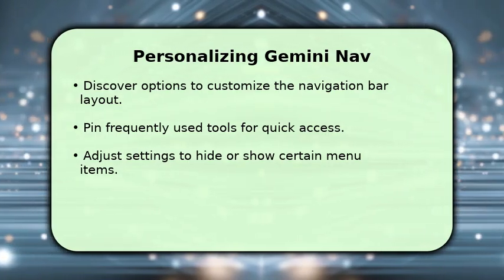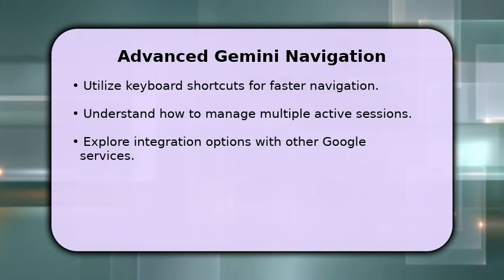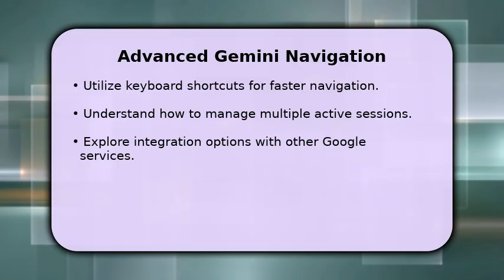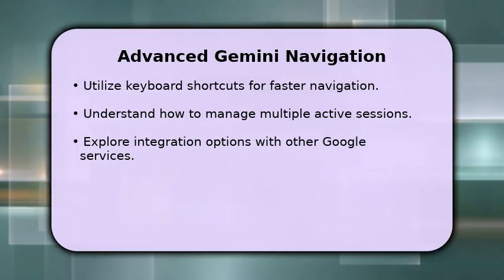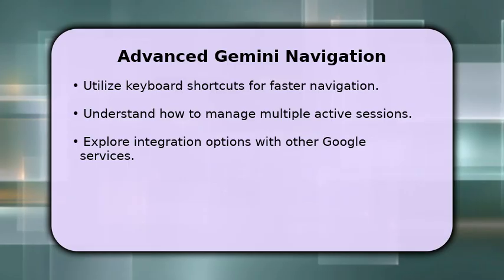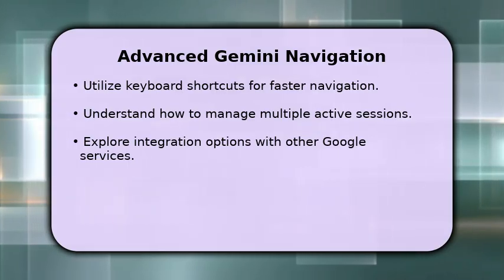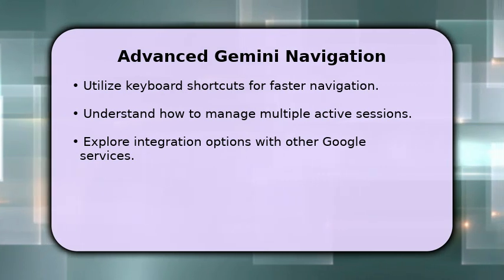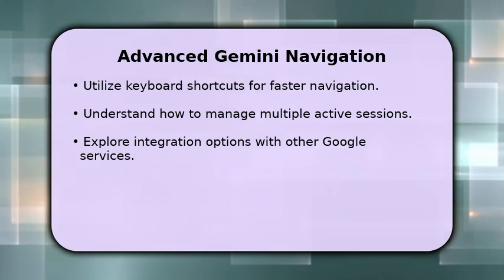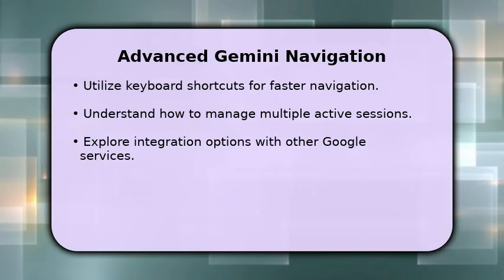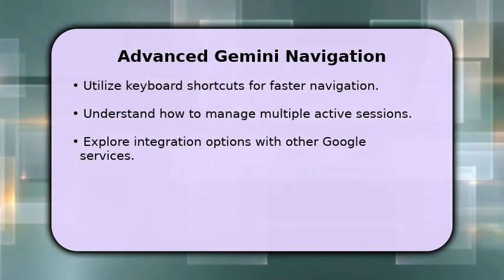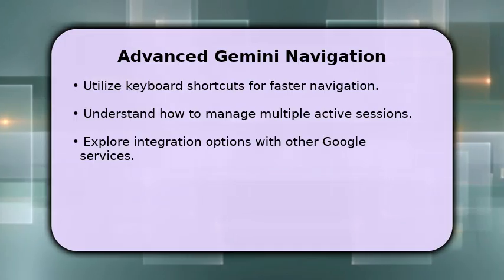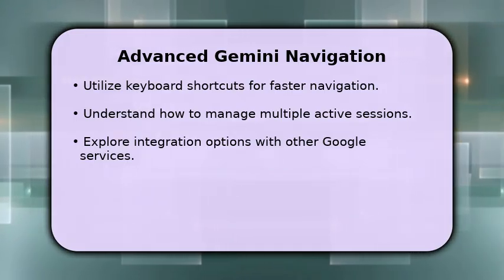tailored to your needs. For power users, mastering keyboard shortcuts can significantly speed up your Gemini navigation. Look for common shortcuts like Ctrl+K for search or specific key combinations to jump between sections. Additionally, learn how to effectively manage multiple active Gemini sessions, if applicable, and explore how Gemini integrates seamlessly with other Google services, enhancing your overall productivity across platforms.